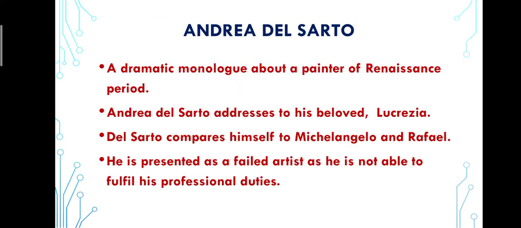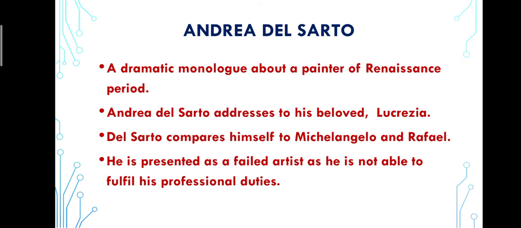Next comes Andrea del Sarto. Andrea del Sarto is a dramatic monologue about a painter of the Renaissance period. Andrea del Sarto is not a fictitious character, but an actual person who was a painter during that art movement. His paintings depicted religious scenes. He came to serve the King of France as court painter, but after some time what happened? He left France and he never came back.